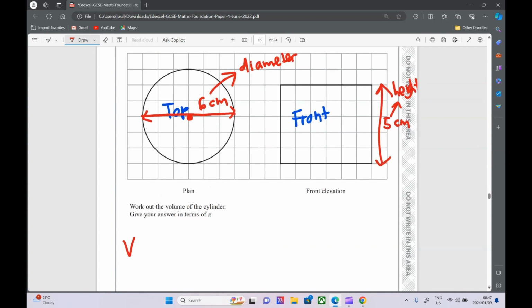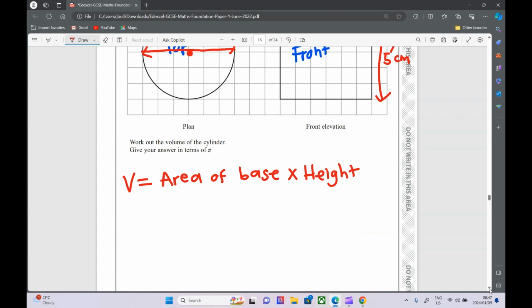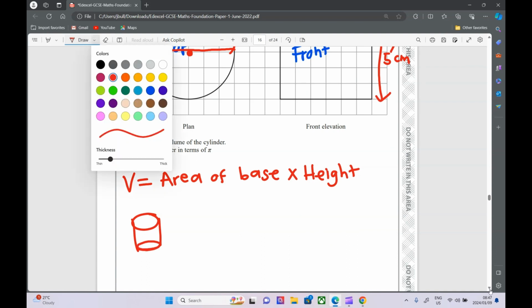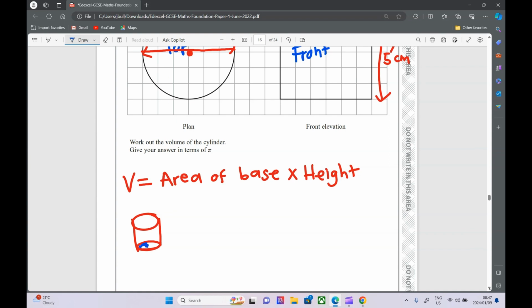So the volume of any 3D shape is always the area of the base times the height. Okay, if we look at a cylinder, it looks like a toilet roll. So you would always have to do the area of the base, so the area of the bottom or the area of the top, doesn't matter. So you'd have to do that area, and you would have to times it by this height.